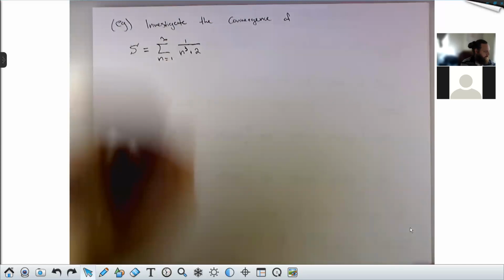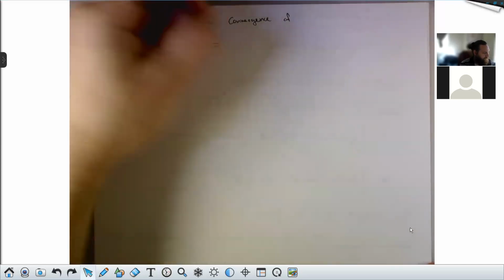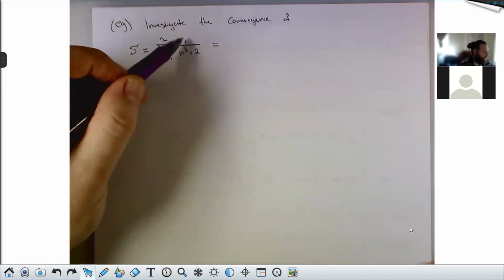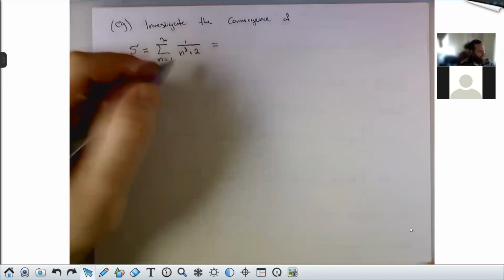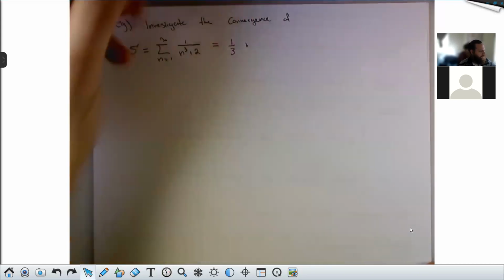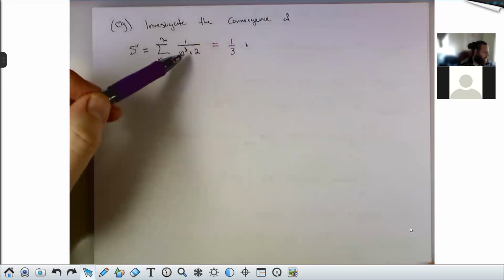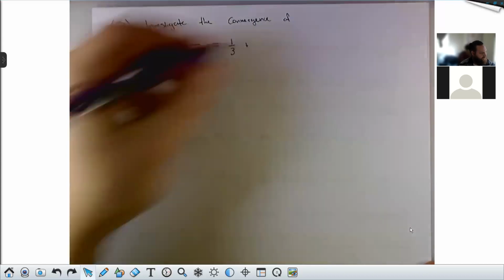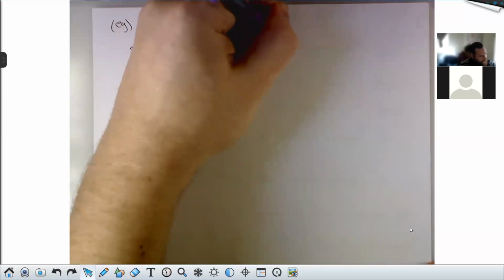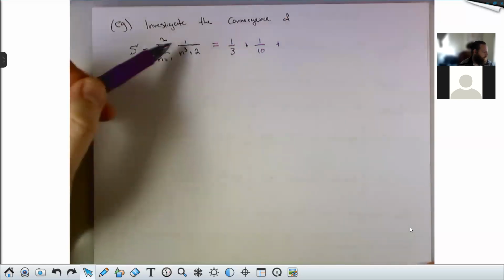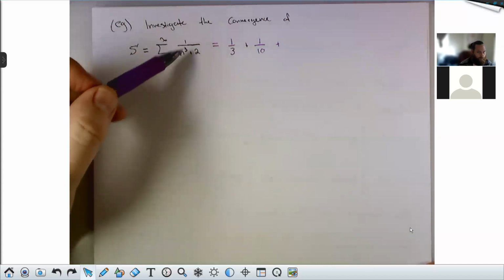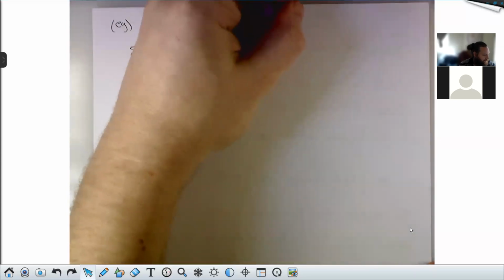Just for fun, I think it's always nice to write out a few terms of the series just so you can see what it is you're working with. So the first term, the n equals 1 term, would be 1 over 1 cubed plus 2. 1 cubed is 1, so that would be 1/3 plus. The next term would be 1 over 2 cubed plus 2. 2 cubed is 8, so that's 1 over 8 plus 2, or 1/10. The next term, the n equals 3 term, would be 1 over 3 cubed plus 2. 3 cubed is 27, so that's 1 over 27 plus 2 is 1 over 29.